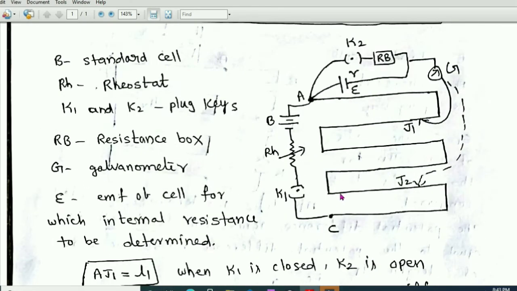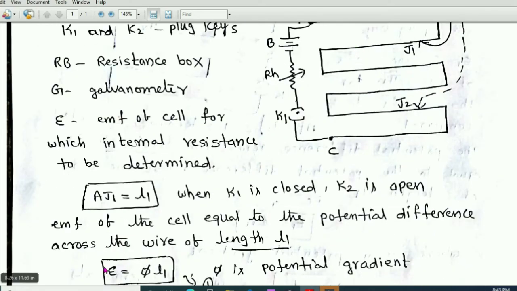So next one is for the next trial. When K2 is also closed, K1 is closed. K1 is the main switch that should always be closed. If K1 is open, no current flows through the circuit. K1 should always be closed. So for the first trial, K2 will be open, because when K2 is open we get the EMF.